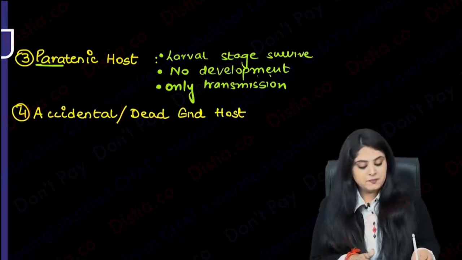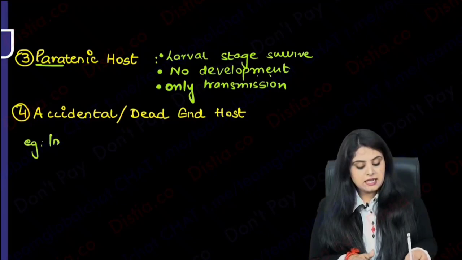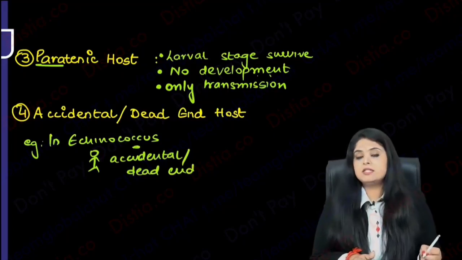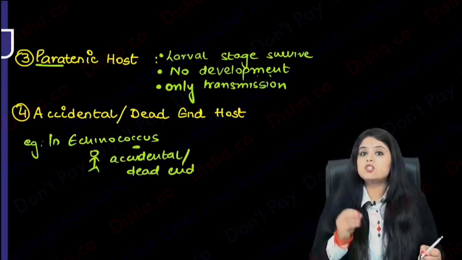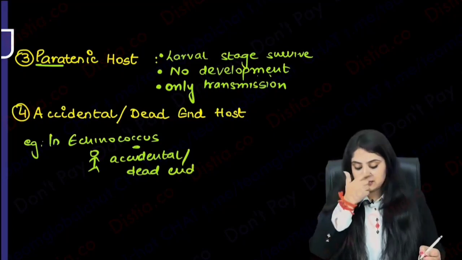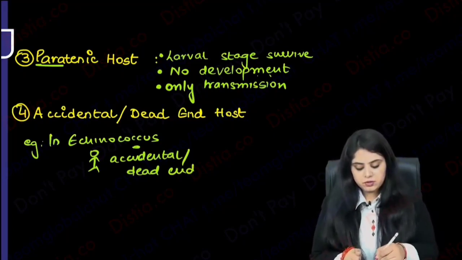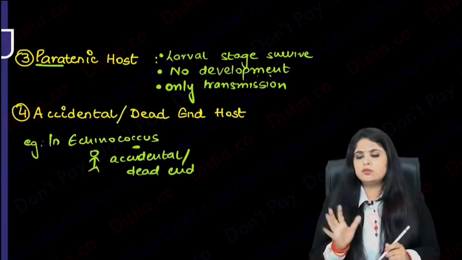Like for example, in Echinococcus granulosus, humans are the accidental host. Humans are the accidental or dead end host. Actually, we can be intermediate also, but we are actually the accidental or dead end hosts, where it comes into us by chance. So that is something very important. I hope everyone is okay with these definitions, because we are now moving forward.